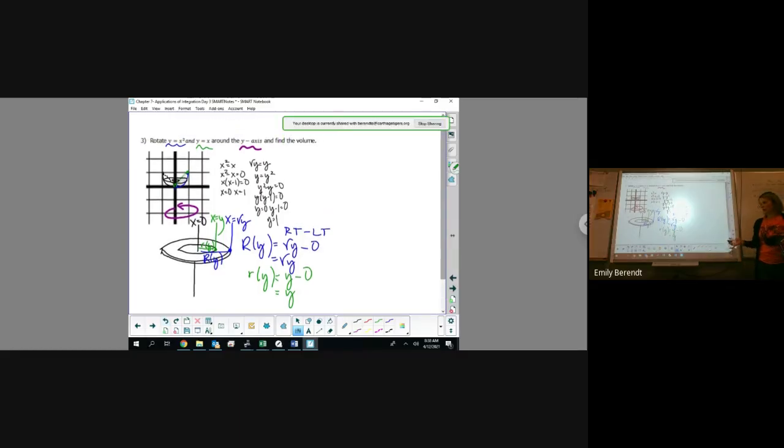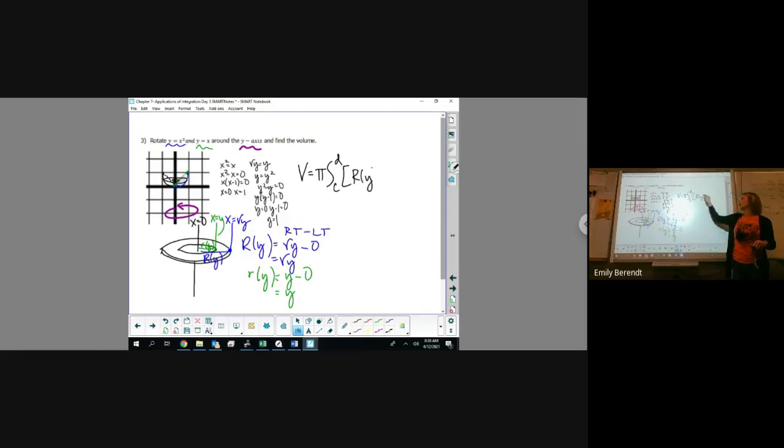So on this one, when you go to find your volume, I'm going to write the equation down the first time on this one. It's V equals pi. They change the bounds from a to b to c and d. Big R of y, quantity squared, minus little r of y, quantity squared, and then it's dy at the end instead of dx.